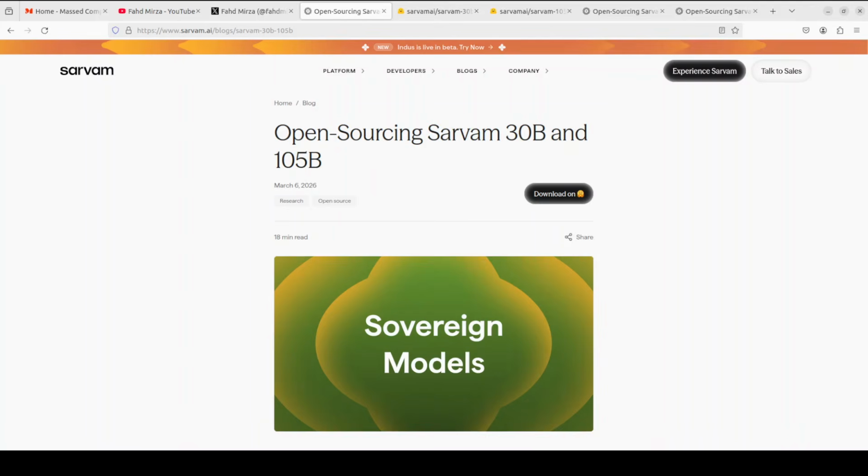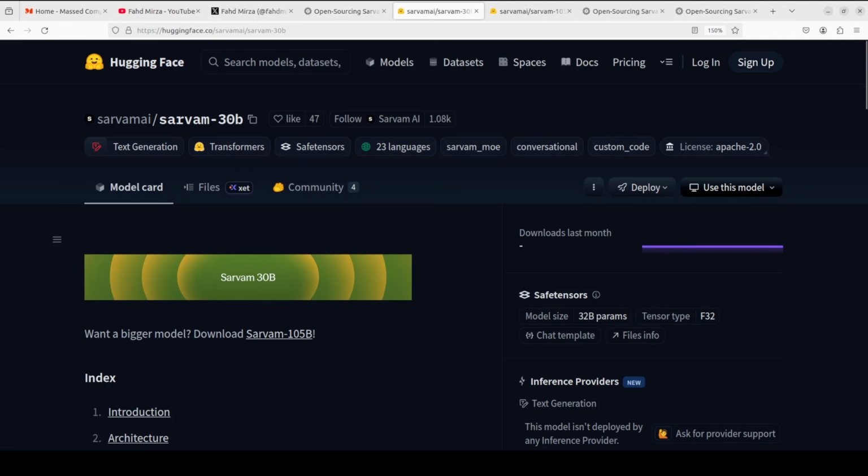And by the way, this word Sarvam means everything or all, and it's a Sanskrit word, and it is really fitting for a model built to serve all of India's languages. Yes, that is one of the core features there. The 30 billion one looks like an efficient model for real world deployment because not only is it lightweight, but at the same time it also follows a lot of architectural innovations which I will be talking about shortly. What really sets it apart is its focus on Indian languages.